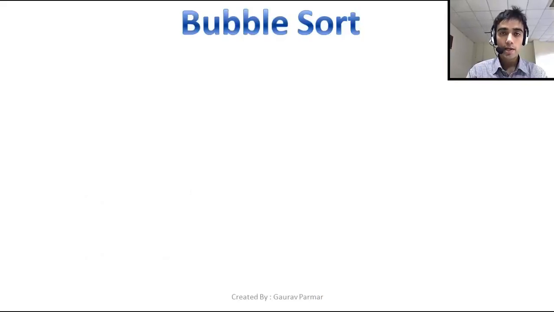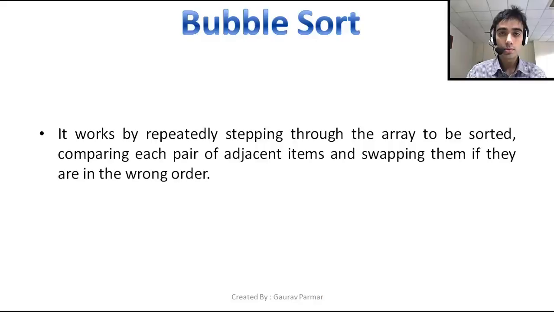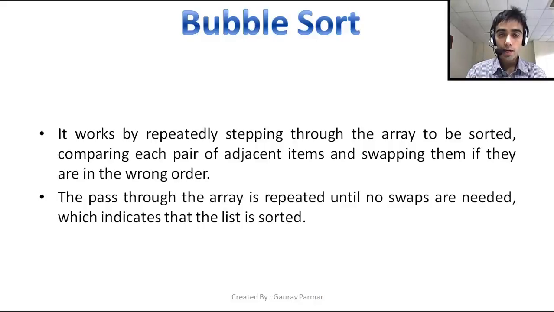Bubble sort works by repeatedly stepping through the array and comparing each pair of adjacent items and swapping them if they are in the wrong order. The pass through the array is repeated until no swaps are needed. That indicates that the array is sorted.